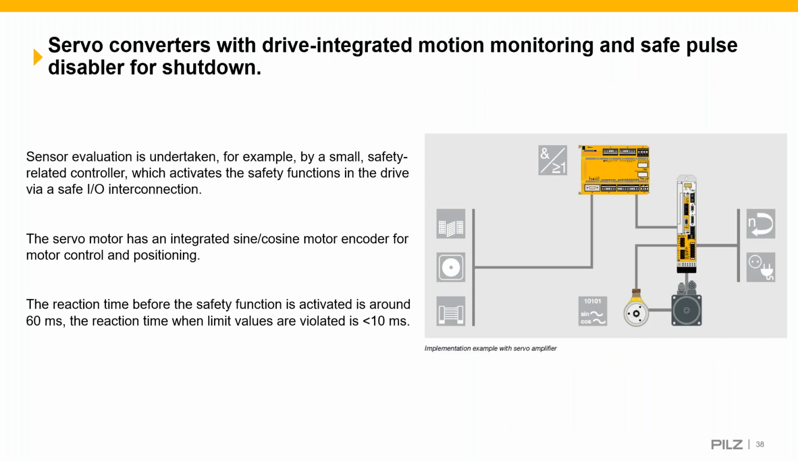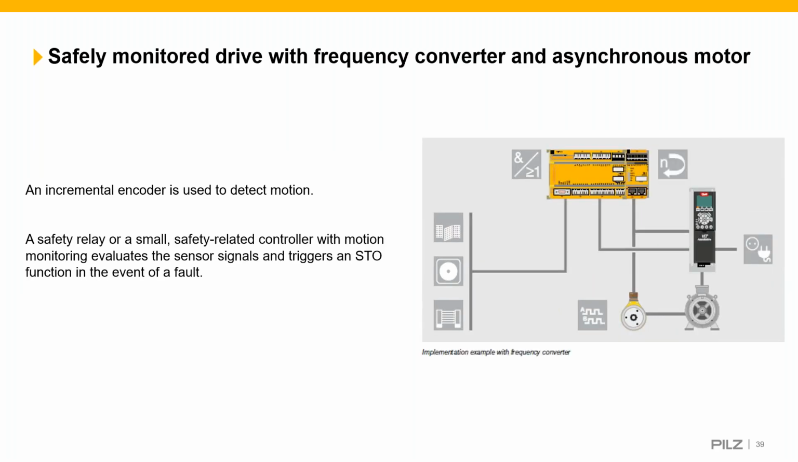So now we'll actually look at the applications themselves. This is purely examples of an arrangement, if you like, of how this would be used. In this particular case, sensor evaluation is undertaken, for example, by a small safety related controller, which activates the safety functions in the drive for a safe I/O connection. So it is a safety drive. The servo motor has an integrated sine cos motor encoder for motor control and positioning. The reaction time before the safety function is activated is around 60 milliseconds. The reaction time when the limit values are violated is less than 10 milliseconds. So a very fast reacting system in this case due to the closed loop.